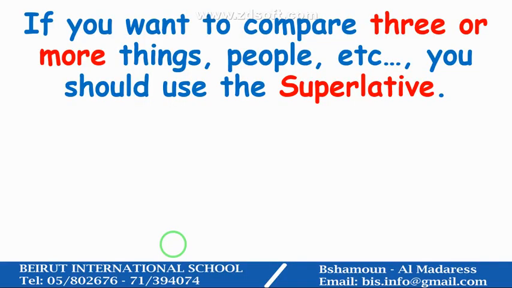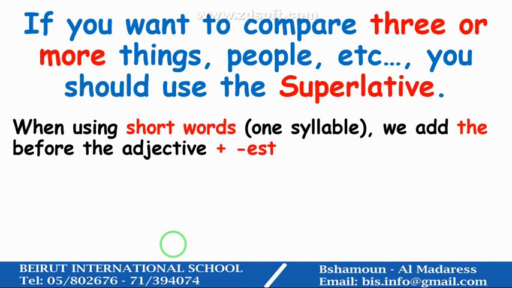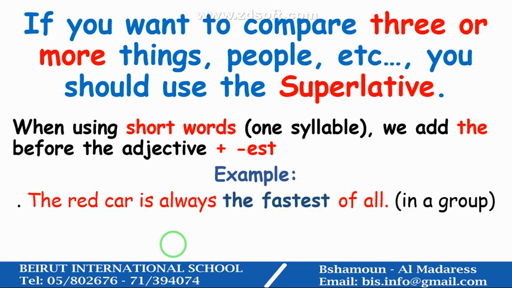If you want to compare 3 or more things or people, you should use the superlative form. When using short words, words that are with one syllable, we have to add the before the adjective and then add est to the adjective. For example, the red car is always the fastest of all.